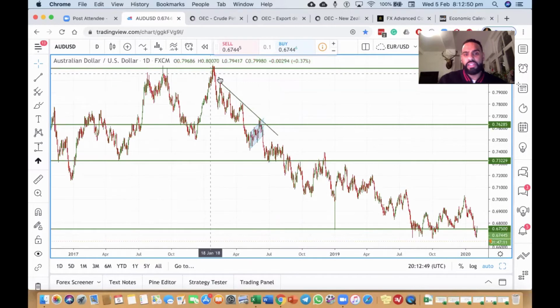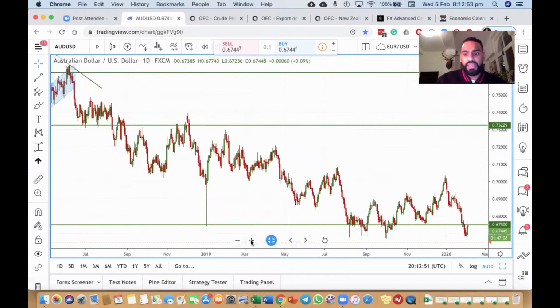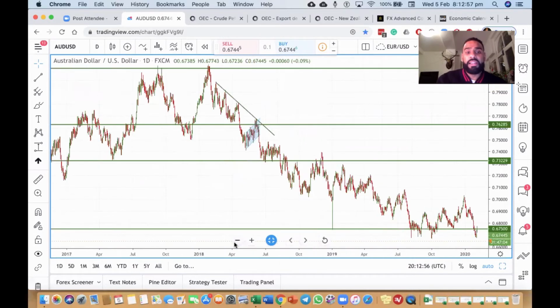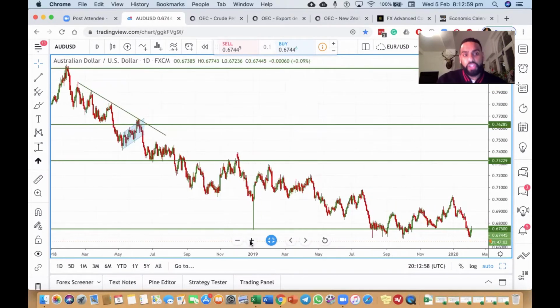So again, in the last few weeks, you've seen a huge sell-off in the Aussie dollar, but more importantly, this has been a big trend because of Chinese growth slowing and the demand for the Aussie dollar going lower, and this is reducing trade with the rest of the world for Australia.